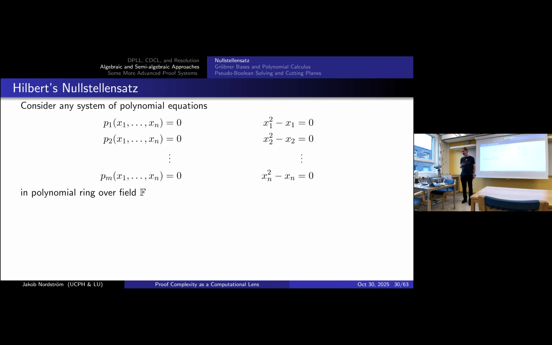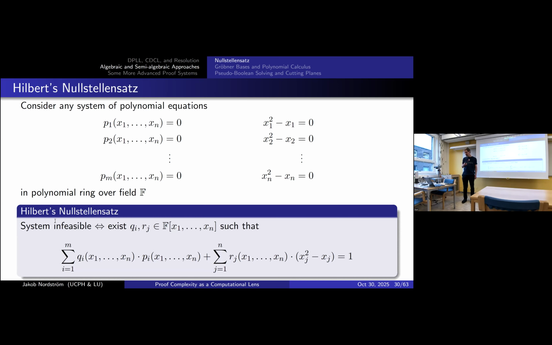And now for any such system of polynomial equations in our favorite field F, which could be any field, clearly, if I could find polynomials q and r such that when I multiply pi by qi, and then I multiply the Boolean axiom for variable xj with rj, if I sum all of this up and make cancellations and I get a 1, then clearly this shows that this set of polynomial equations is not satisfiable, does not have a 0, 1 valued solution. Because for such a solution, the left-hand side would vanish, but the right-hand side clearly never vanishes.